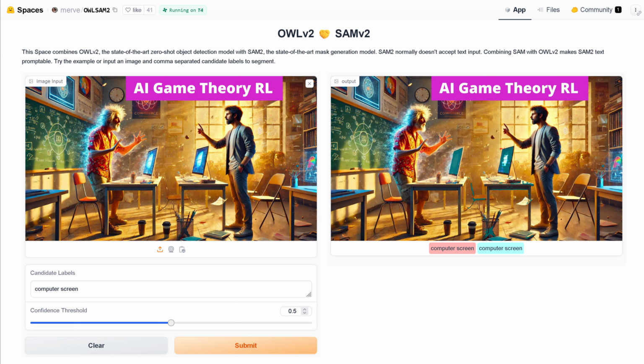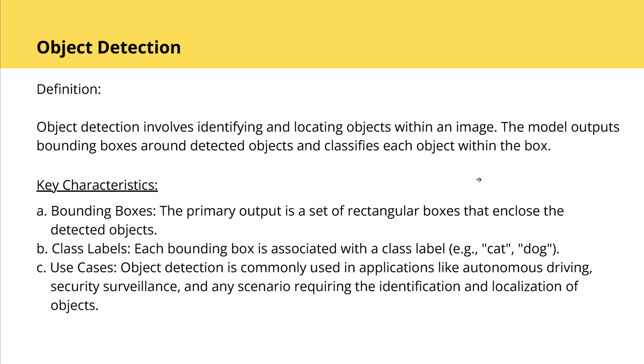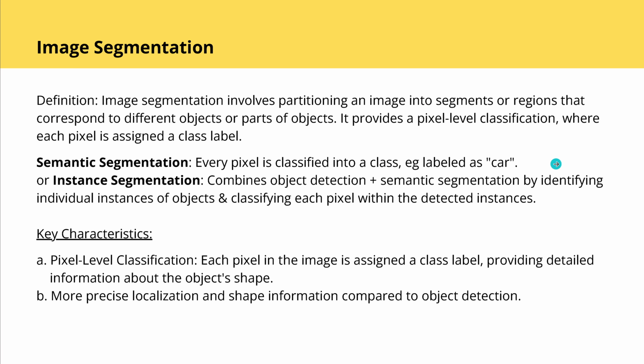So now we have to train the system, and you might say, hey, do we have to train SAM version 2, or do we have to train OWL version 2, or do we have to train them together? Well, this sounds interesting. But for my green grasshoppers, at first, object detection. What is this? If you're not familiar with it, it involves identifying and locating objects within an image or within a video sequence. The model outputs bounding boxes around the detected objects and classifies each object within the box.